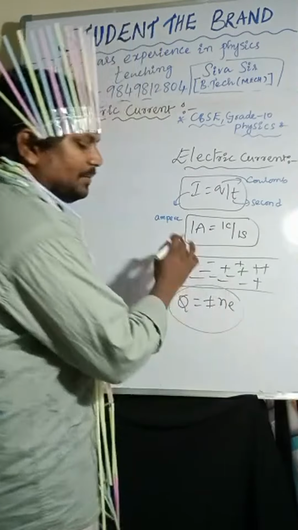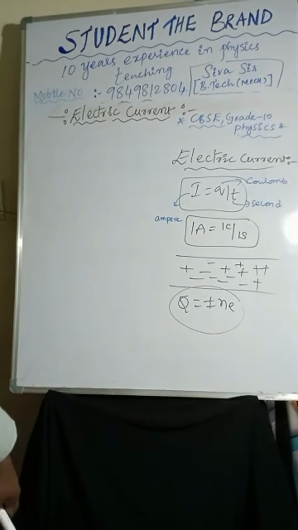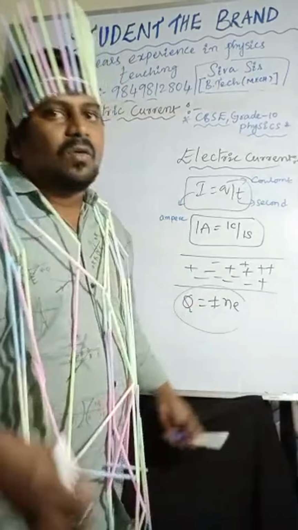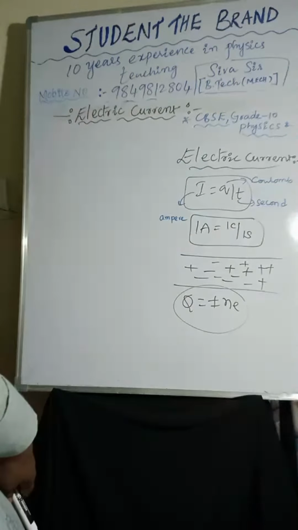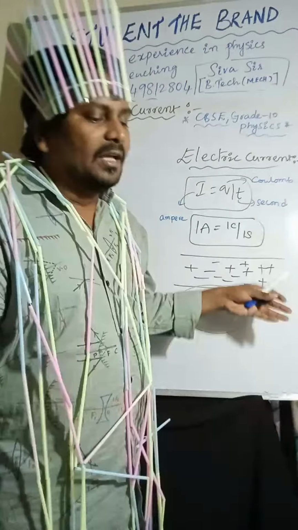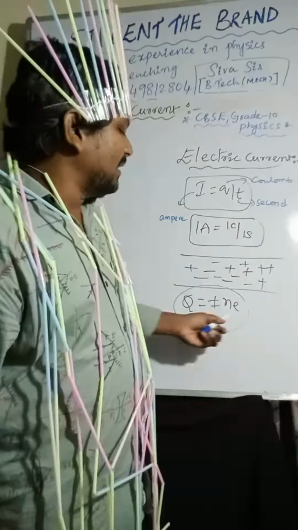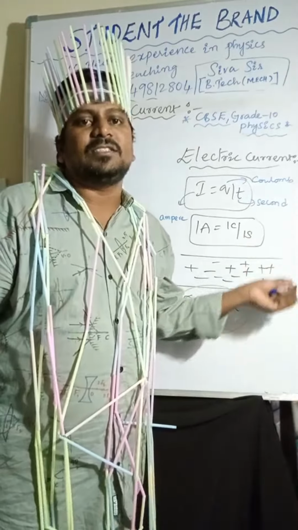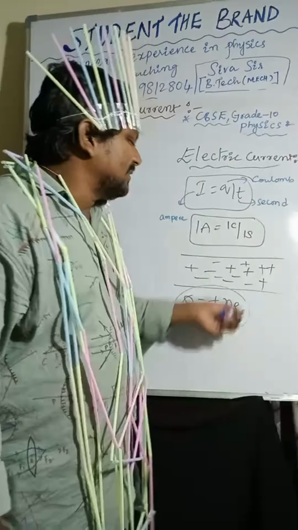Why are we taking plus or minus? Because that is the quantization of charge you are considering. There are a number of electrons moving inside the conductor, not only one or two, but many. That is the reason we take an integral multiple, plus or minus Ne. Positive and negative charges move inside the conductor, that's why we are considering plus or minus Ne.